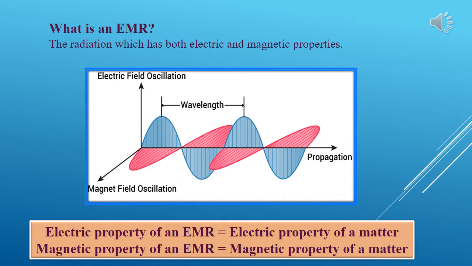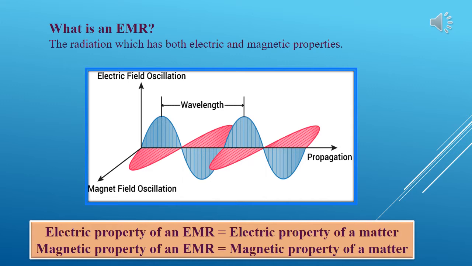electromagnetic radiation. So what is an electromagnetic radiation? The radiation which has both electric and magnetic properties. You can observe the picture for how it has electric and magnetic field oscillations and how it interacts with matter. Why is electromagnetic radiation particularly used to characterize a molecule? Since a molecule also has electric and magnetic properties, and the radiation also has electric and magnetic properties to analyze the particular molecule. That's why the radiation is used in spectroscopic analysis.